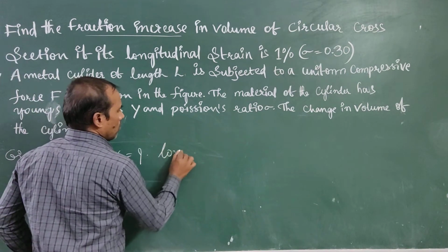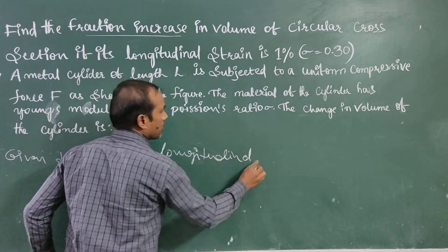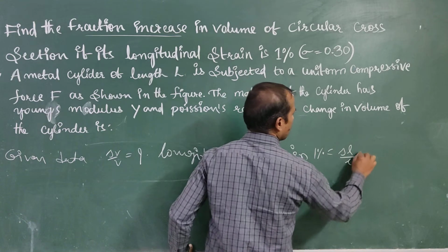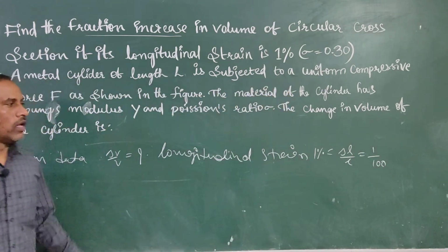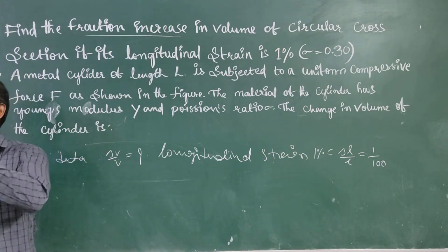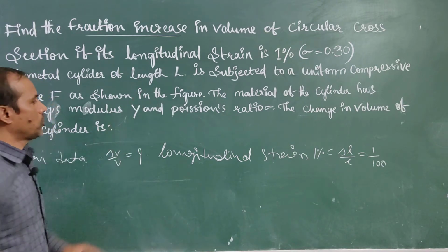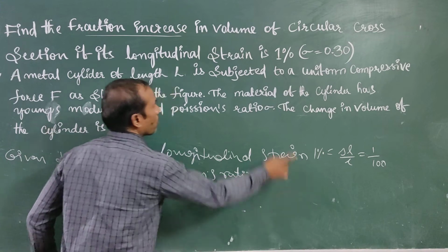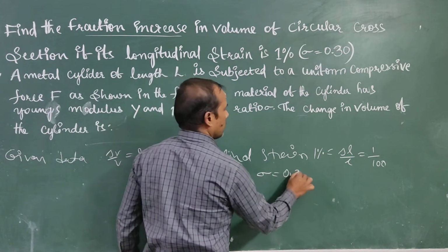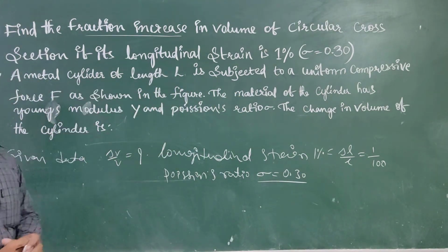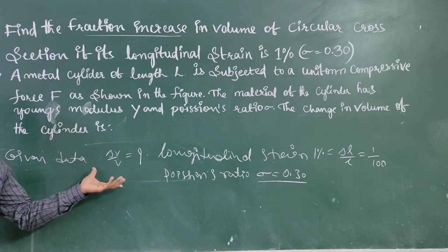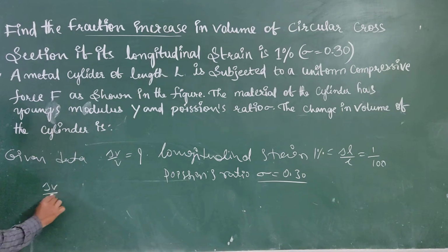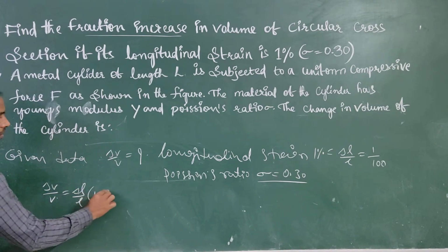Now the longitudinal strain given is 1%, that is, delta L by L is equal to 1 by 100, which is 1% increase of the length of the wire. Next, the Poisson's ratio given value sigma is equal to 0.30. Now find the fractional increase of the volume of the cylinder. The relation is delta V by V is equal to delta L by L into 1 minus 2 sigma.